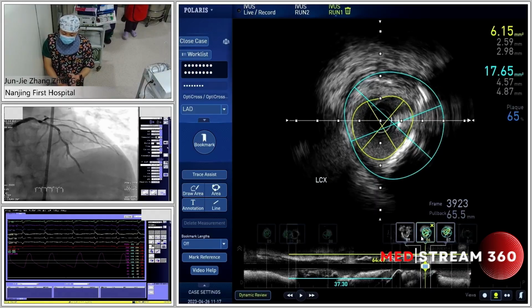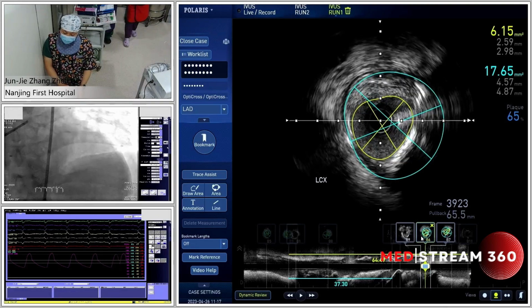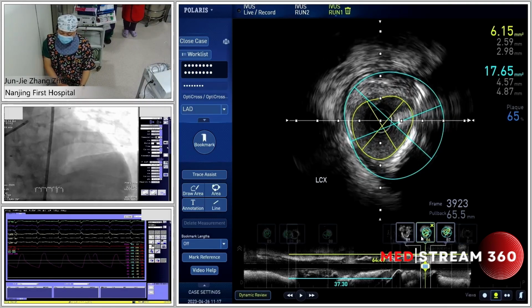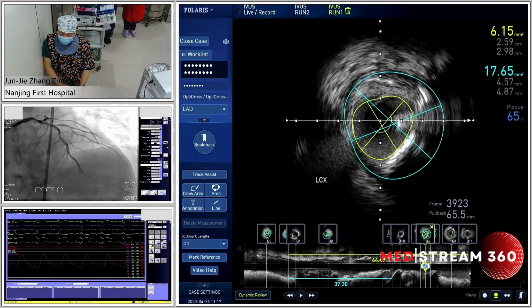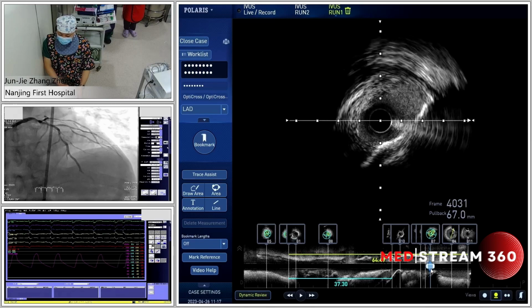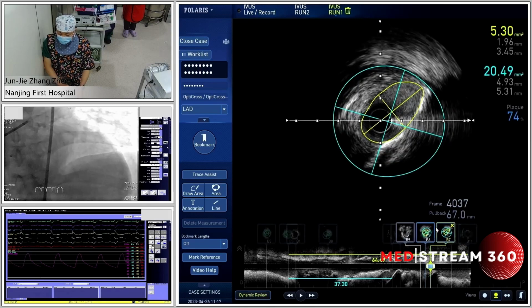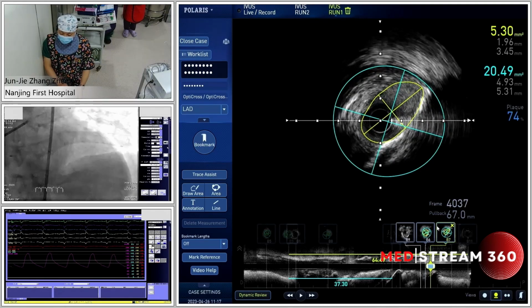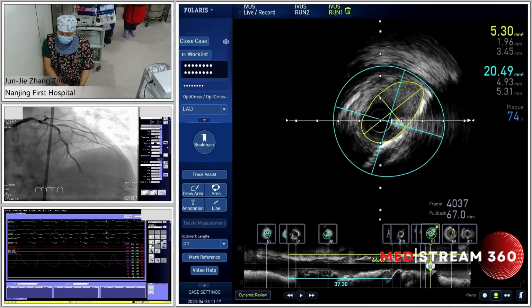And this point is the ostium LAD. Here the area is about 6.1 millimeters square, and the plaque burden is about 65%. Then go and pull back, this is the POC, and this is the distal left main. And here the distal left main area is about 5.3 millimeters square, and the plaque burden is more than 74%.